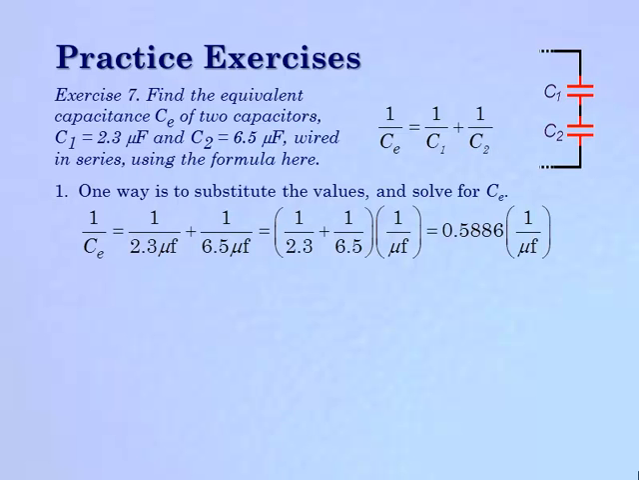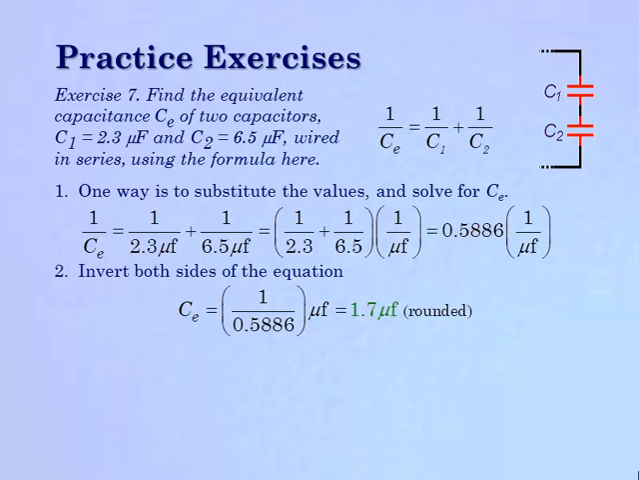1 over C sub E is equal to 1 over 2.3 microfarads plus 1 over 6.5 microfarads, and the result of the numbers will be 0.5886, which you can find out with your calculator, and then you have to invert both sides to find out C sub E, because we don't want 1 over C sub E, we want C sub E. So we want 1 over 0.5886, and the microfarads come up, and the answer is 1.7 microfarads.